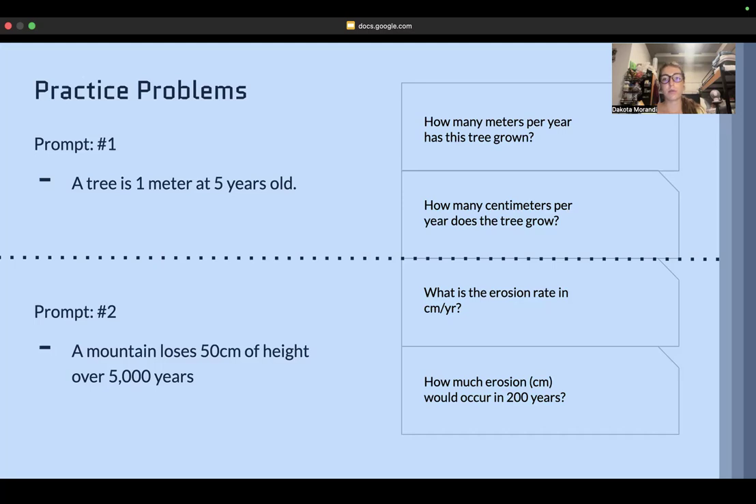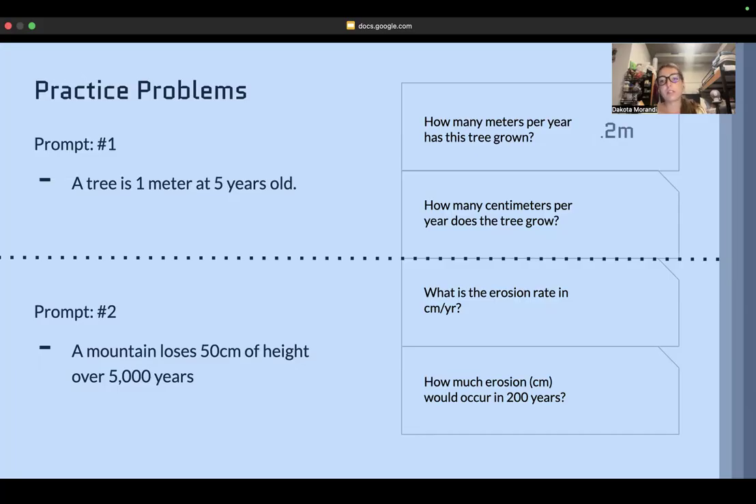So this is something where we'll have to go back and use the rate of change formula, because it's asking how many meters, which is the distance, over time, which is years, this tree has grown. So for this one, the rate of change equals 1 meter over 5 years old. So 1 divided by 5, you get the answer of 0.2 as shown right there. So 0.2 meters per year is how much this tree has grown.